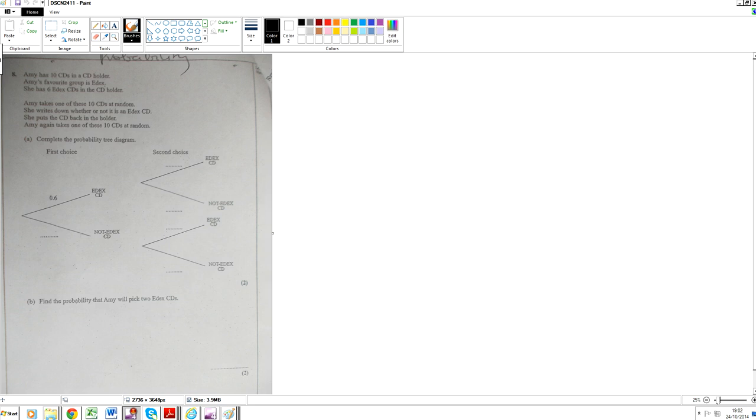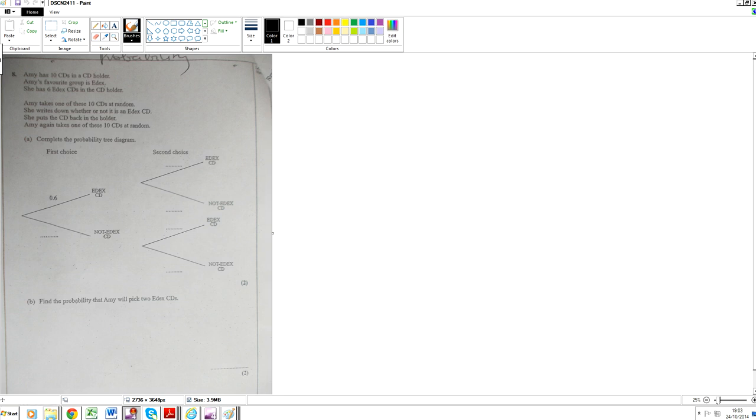Okay, it's just like you have in Excel. So Amy has 10 CDs in a CD holder. Amy's favorite group is edX, which could be some kind of music group. She has 6 edX CDs in the CD holder. Amy takes one of these 10 CDs at random. She writes down whether or not it is an edX CD. She puts the CD back. So this question is called probability with replacement, so the second choice will be similar to the first.